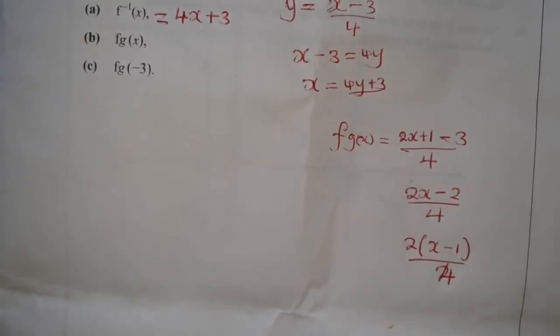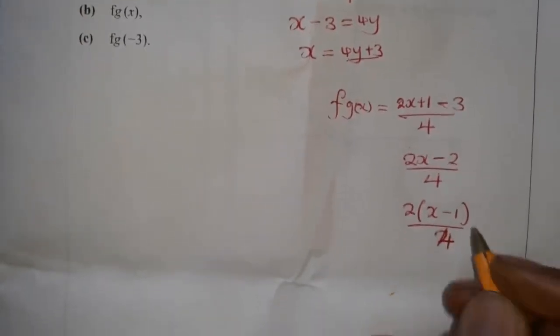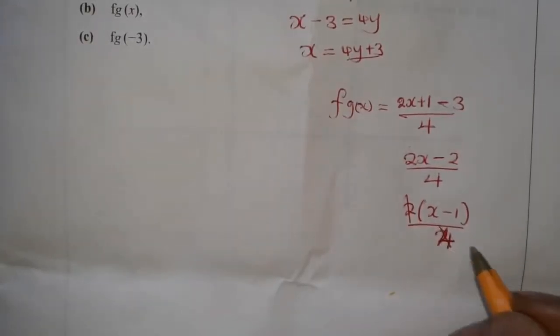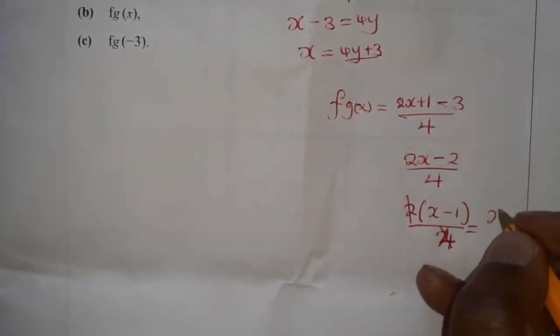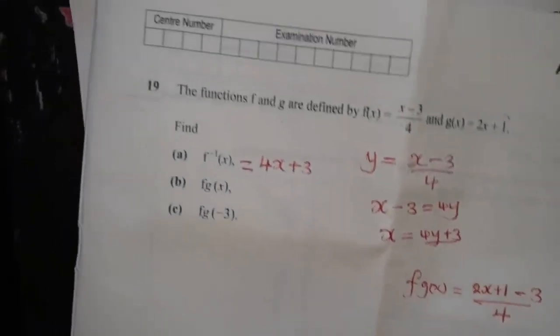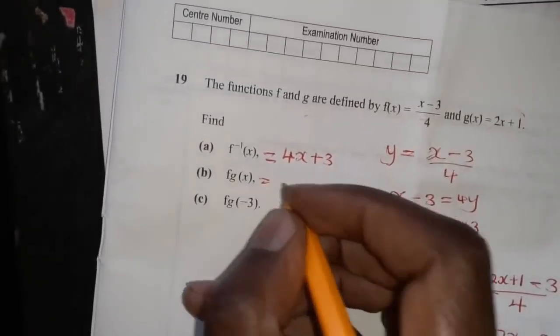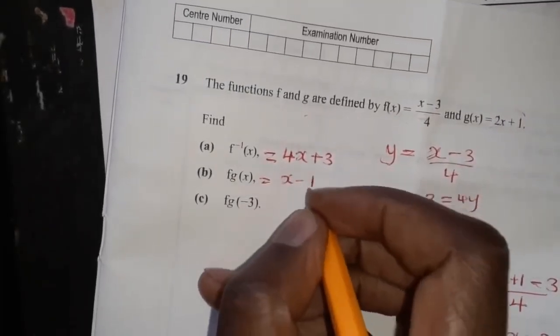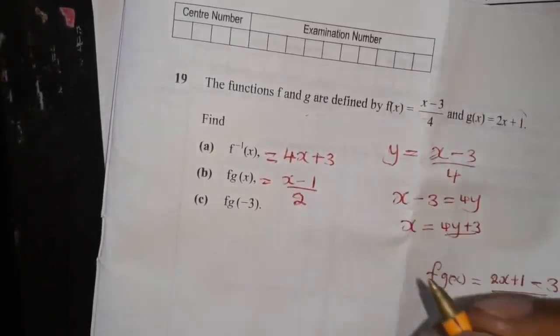Okay? Over 4. Then you say 2 here, 2 here. So your answer must be x minus 1 over 2. That must be your final answer here, x minus 1 over 2. Okay?